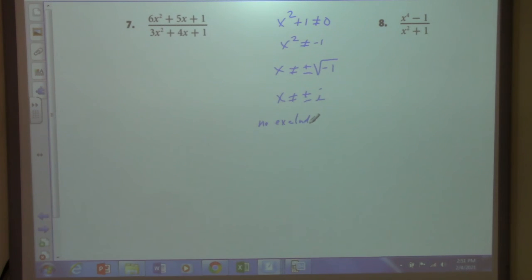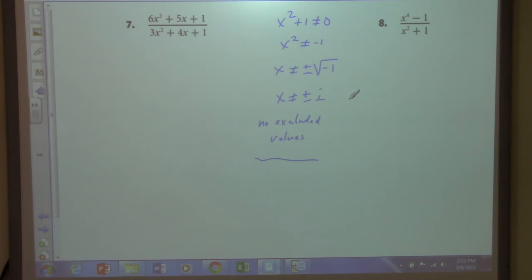So here's what it is if you think about it: is there any real number that x can be that makes the denominator equal to 0? No. So no excluded values, so we don't have that to concern ourselves. No values are excluded. No value left behind, let's put it that way, right?